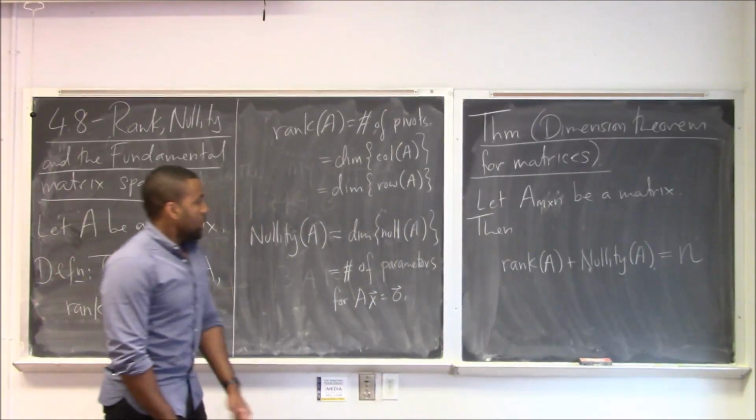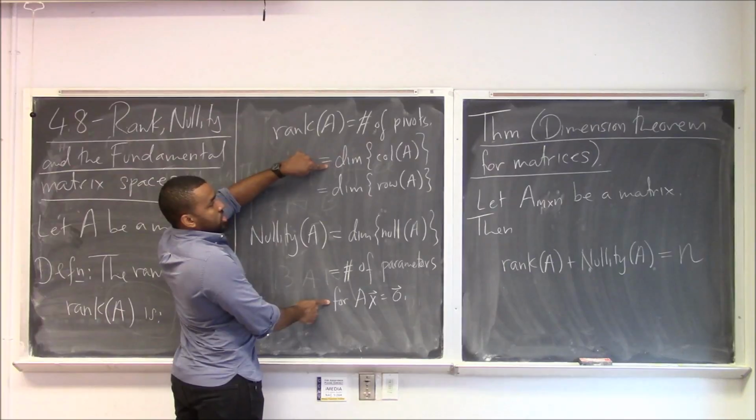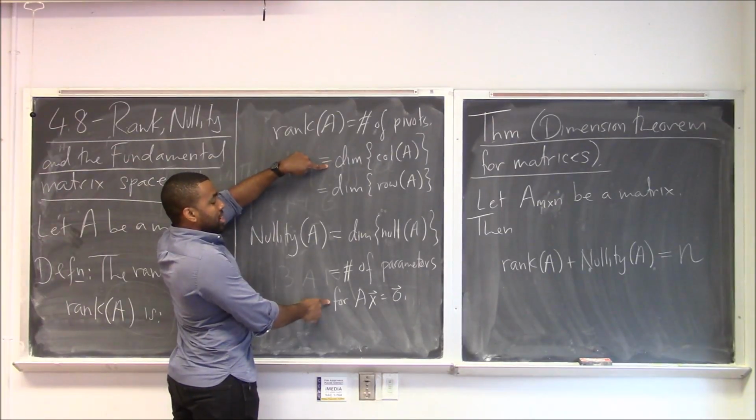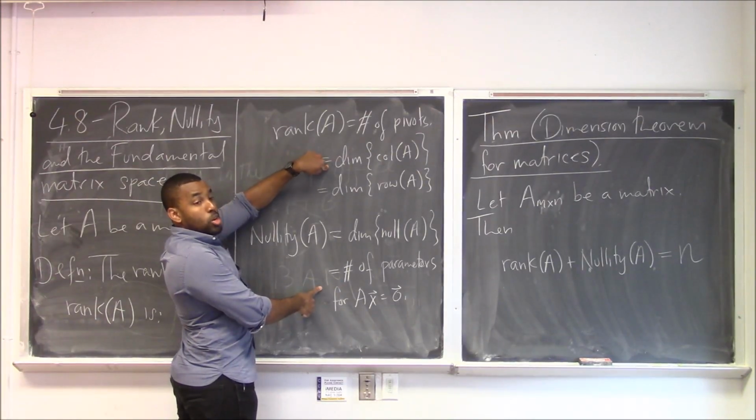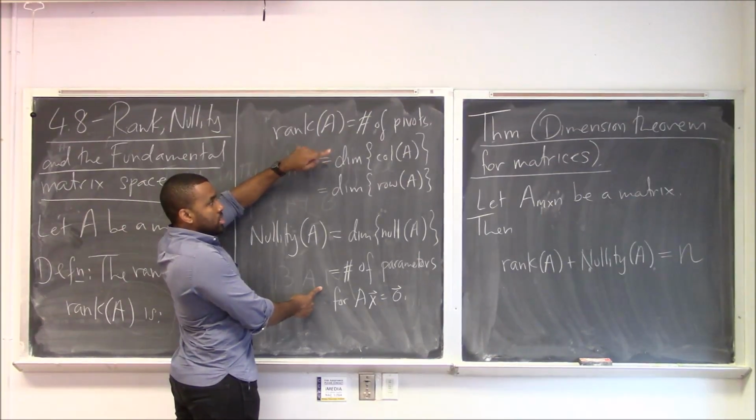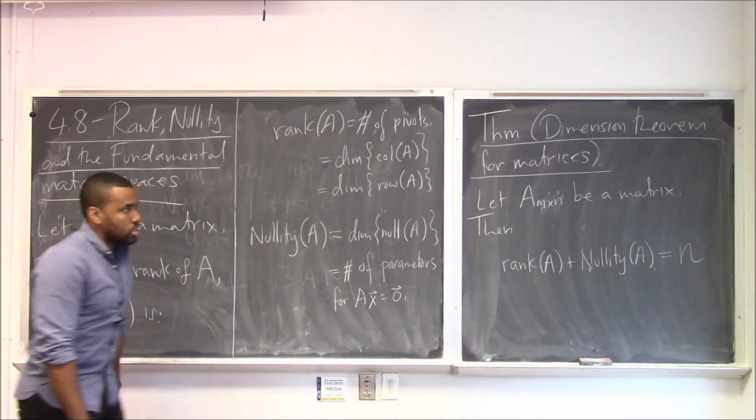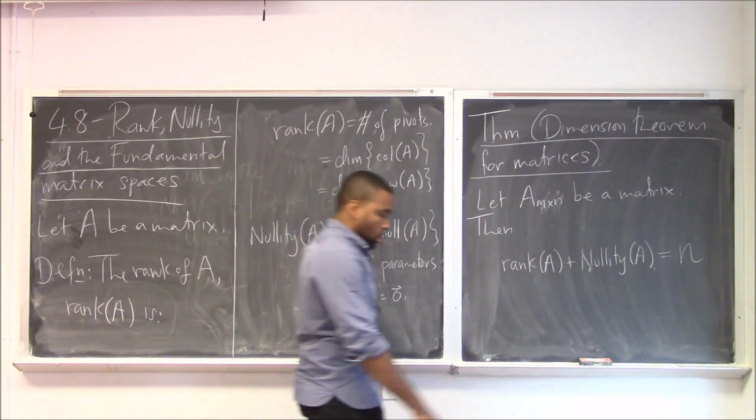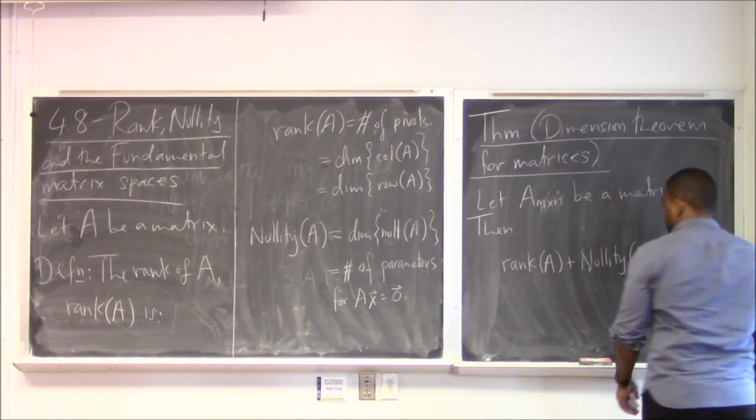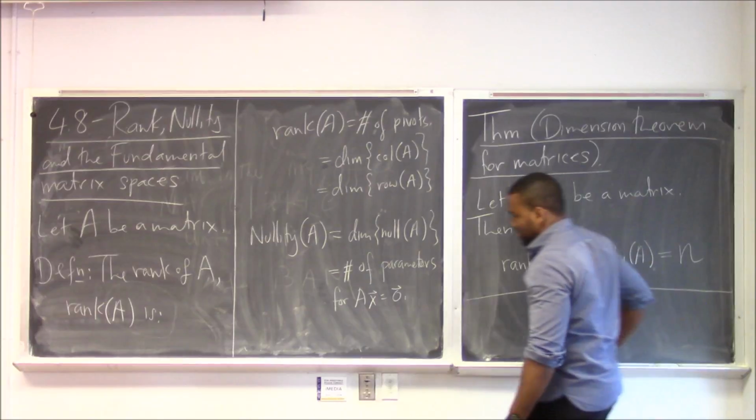And again, if you look at it in terms of the column space, the rank is telling you the number of columns that have pivots, and the nullity is telling you the number of columns that don't have pivots. But those are the only two kinds of columns there are. So the number of columns with pivots plus the number of columns without pivots is all the columns. And so the rank plus the nullity will always equal the number of columns. And that is called the dimension theorem for matrices.